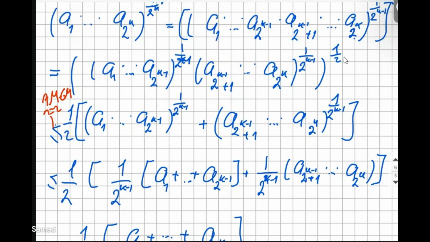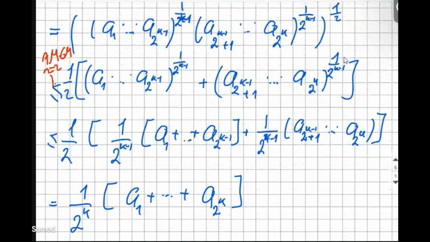Okay, so now we apply the AM-GM inequality to this term here, and then we get 1 over 2^(k-1) times the summation of all of these terms, and we do the same thing for this term. This is 1 over 2^(k-1) times the summation of these terms. Then what happens next is we pull out this 1 over 2^(k-1), since we have it twice. Multiplying it with 1/2, it becomes 1 over 2^k times the summation, thus giving us the inequality that we wanted, and thus completes our induction argument.